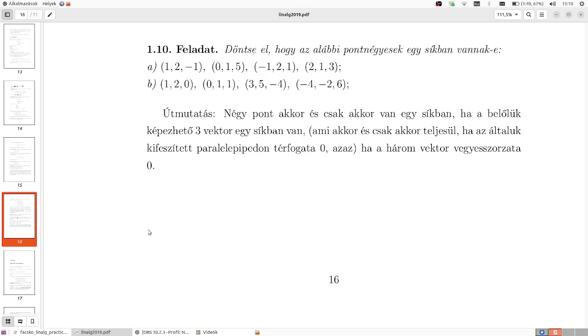Okay, next one. I have these points. Also, I do the same. I made 3 vectors from 4 points. I start with the first. Sorry, sir, but can you show how you get 3 vectors from 4 points? Like how you change it? Yeah. I go back to the other side, if you don't mind.